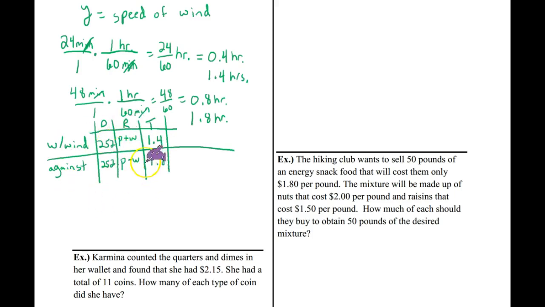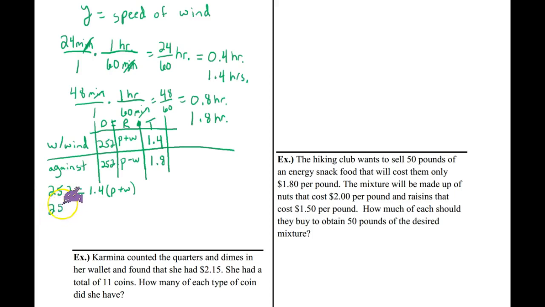Alright, now that I have this filled in, I know distance equals rate times time. So that's how I form my two equations. 252 will equal, I'm going to go ahead and write this out front because it's more aesthetically pleasing to my eye, 1.4 times that whole quantity, P plus W. So this whole thing here is the rate, and it's going to be rate times time. And I can multiply in any order I want, I just flip-flop the order there.